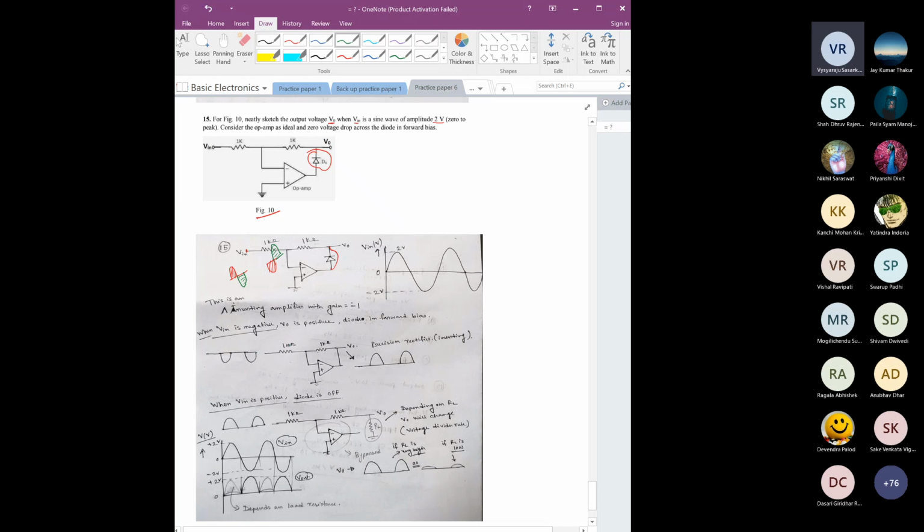So that means if this input is like this, during the positive half, you don't get this output. You are expected to get no output here. For the negative half, you will get this output, which will be equal to 2 volt, because there is no drop across this, and the gain is also 1. Again, for this negative half, you will get the output here. So this is the way you are expected to get this output. If I try to draw it like this, only for this part you will get this output, and this part you will get this output. So this is basically a precision rectifier.